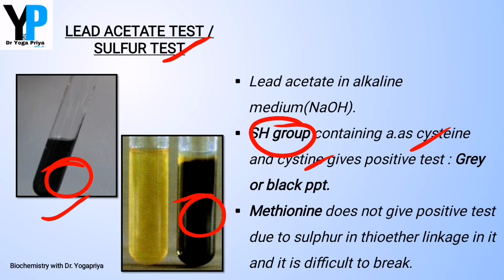So sulfur in the sulfur containing amino acid reacts with NaOH to form sodium sulfide, and then it reacts with lead acetate to form lead sulfide. An important thing to note here is methionine is also a sulfur containing amino acid, but it does not give a positive test result because the sulfur in methionine is in a thioether linkage and it is very difficult to break, so it gives a negative result.